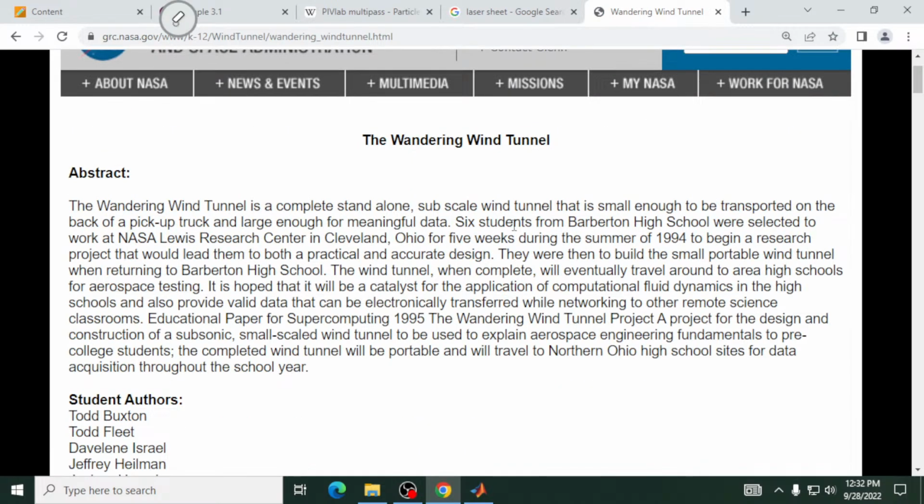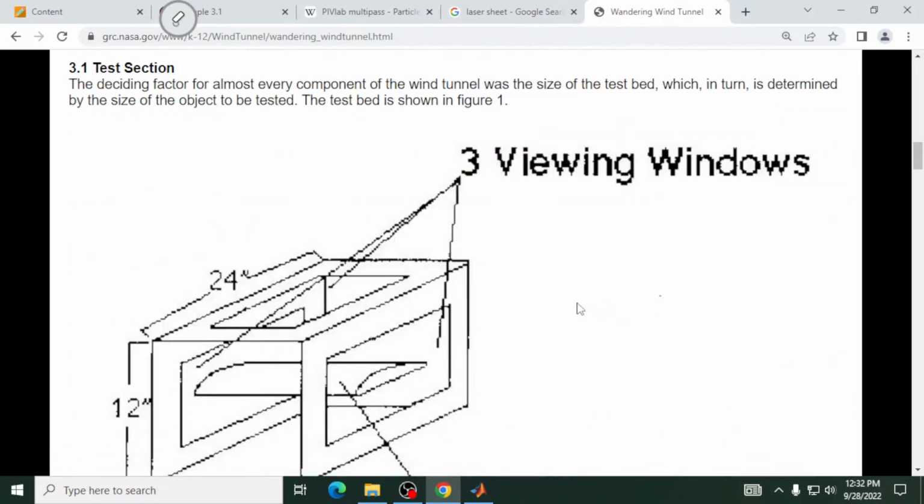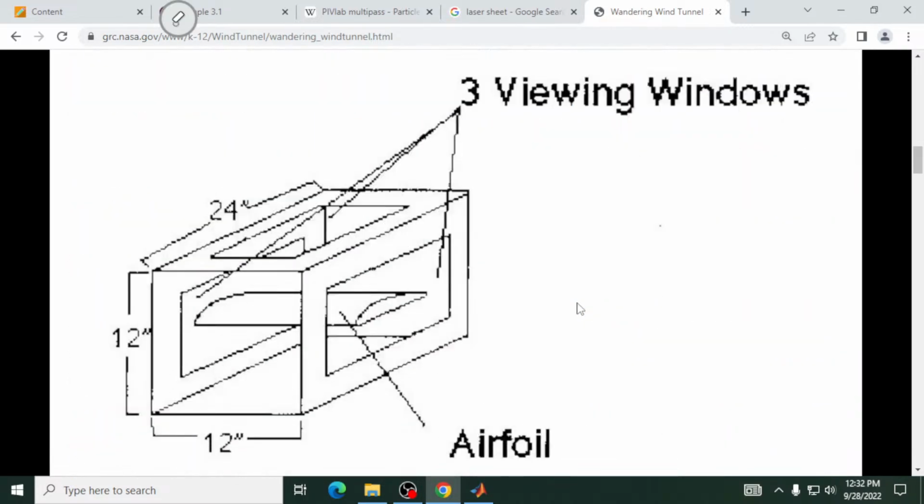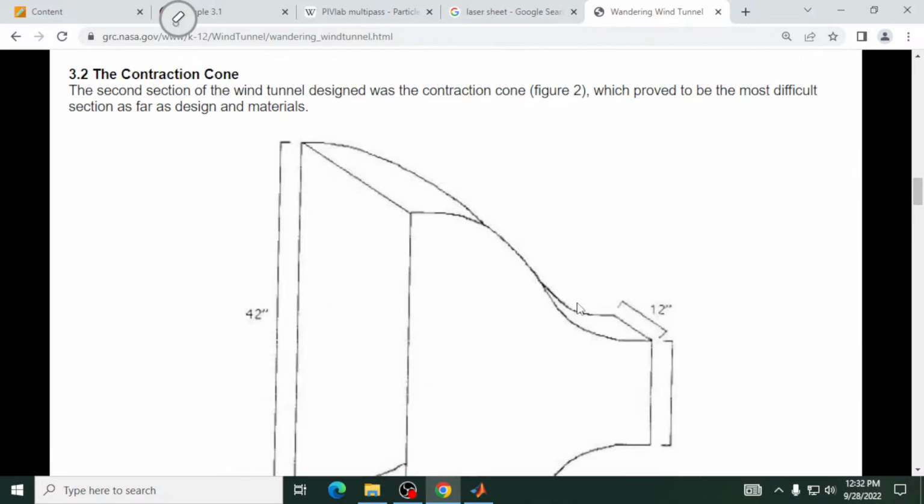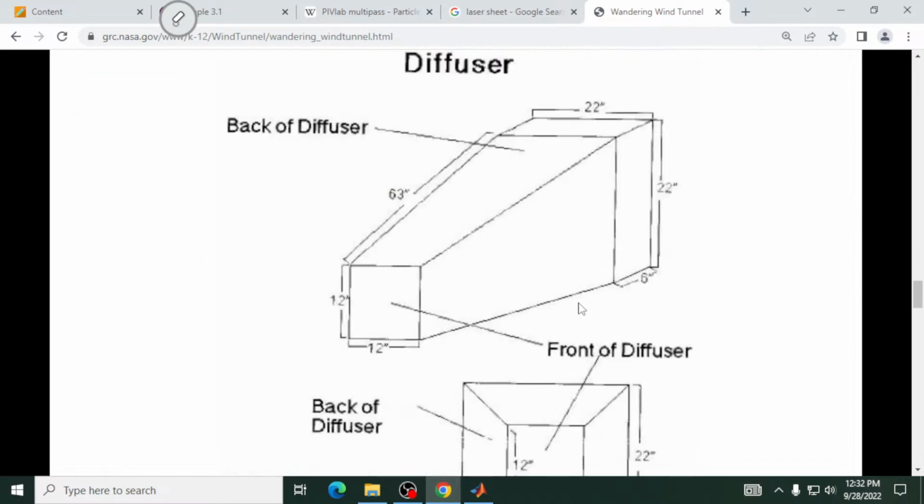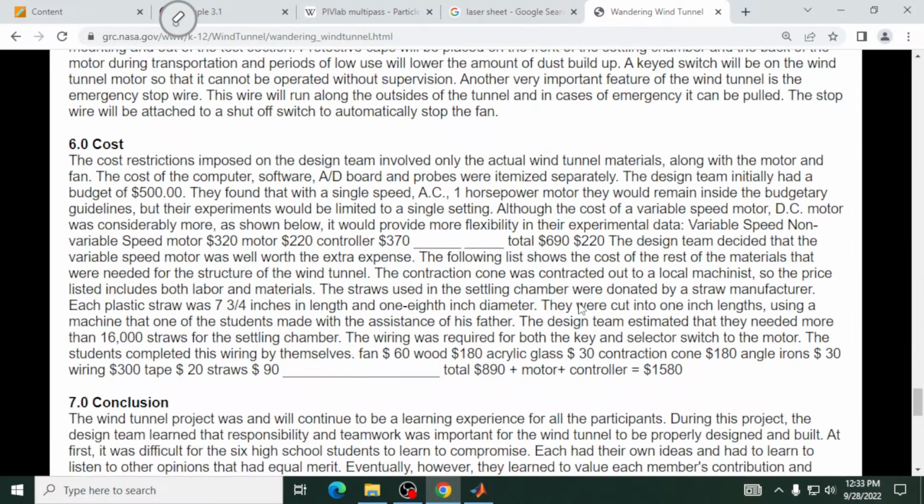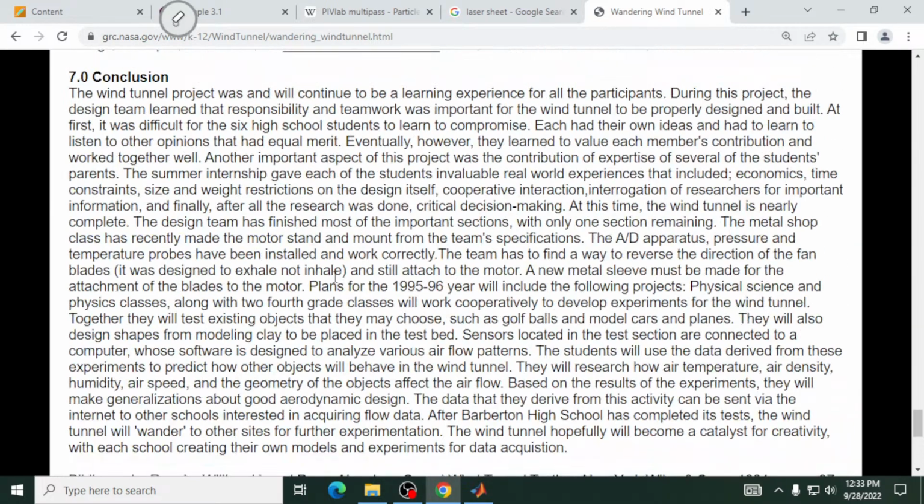To be transported in the back of a pickup, large enough for meaningful data. 6 students from Barberton High School were selected to work in the Wandering Wind Tunnel. So here you go. Viewing windows. Somebody stands on the back of the truck. And there's your intake. And there's your honeycomb to take the turbulence out. And do they show any pictures of anyone standing on the back of the truck? No.